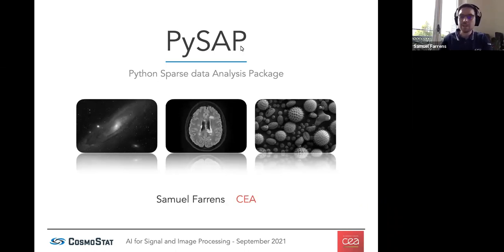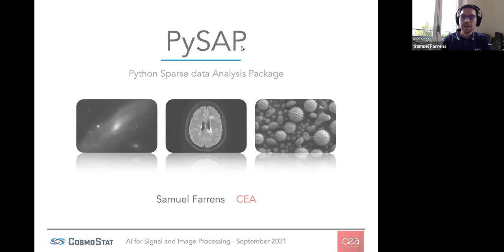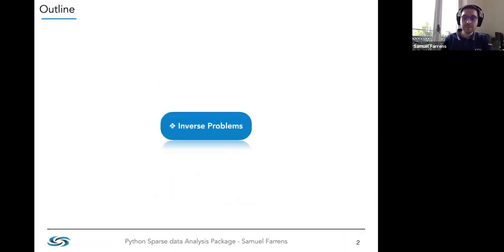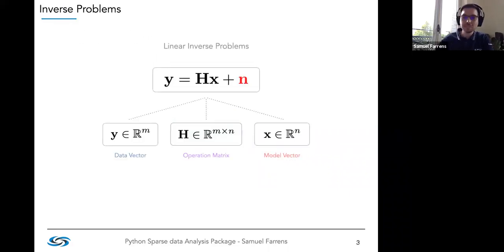So let me just tell you a little bit about the Python sparse data analysis package, or PySAP. Firstly, we're just going to take a little step back and talk about inverse problems in general. This is something that has been covered fairly intensively today already, but we're going to go through it very easily. In general, there are many different problems that can be formulated as a linear inverse problem.